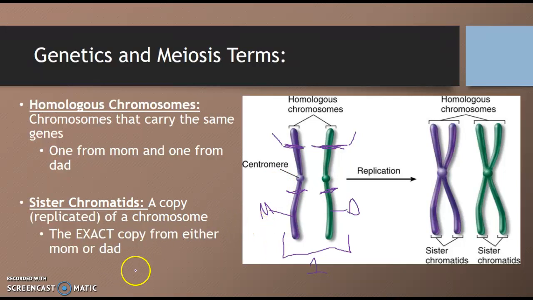So homologous chromosomes have the same genes, but they're a little bit different because one came from mom and one came from dad. And then sister chromatids are a copy of a chromosome. Here are our homologous chromosomes still. Remember, you get this one from mom and this one from dad. But now they've replicated. So this is a sister chromatid to this one right here, meaning this is the exact same. Both of these are coming from mom. It's just been replicated.